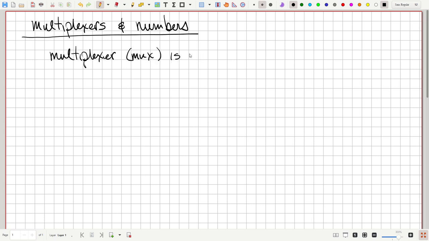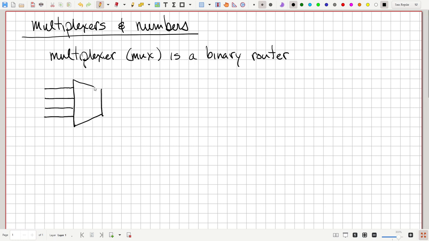We could say it is a binary router or a type of binary router. Let's draw the circuit symbol for it here. So let's consider the case where we have four inputs. They come into this device, and then we have one output, Y, and the inputs we'll call A, B, C, and D. These are all logic variables. So this is a mux here.